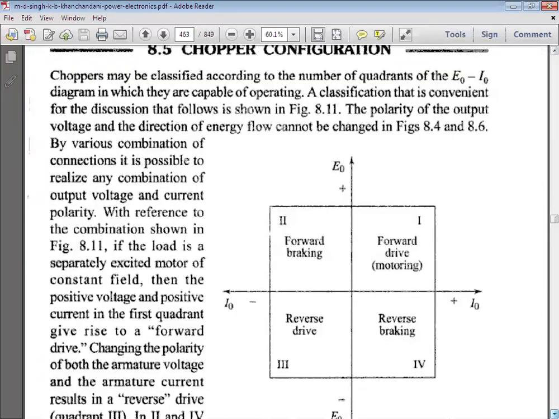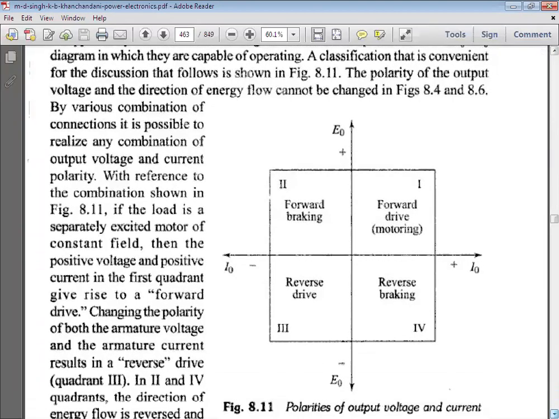If you remember, in the first lecture, while studying chopper classification, we studied class A chopper, class B chopper and so on, and also first quadrant chopper, second quadrant chopper, third quadrant chopper. If you don't remember that, you can refer to this diagram. Here E naught indicates output voltage, I naught indicates output current. First quadrant chopper has both positive. In second quadrant chopper, output voltage is positive and output current is negative, and so on for third and fourth.